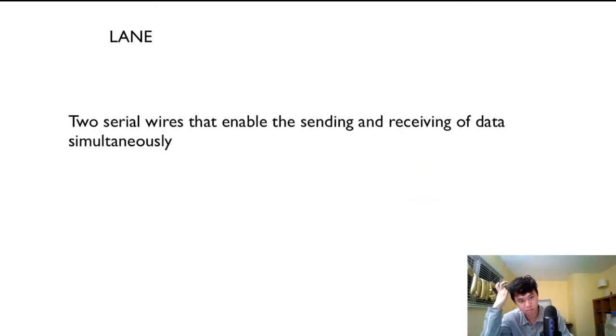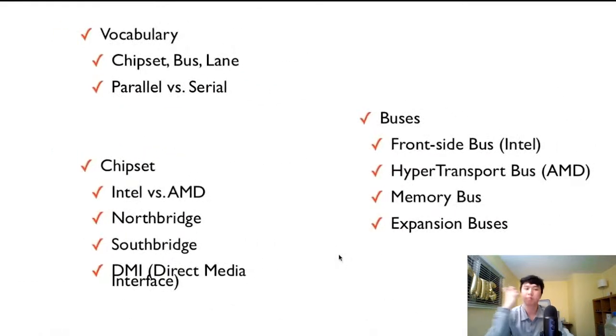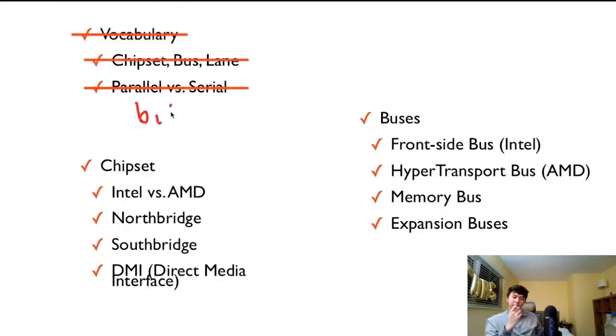Okay, so we've now covered some vocabulary. We covered what a chipset was, bus and lane, and we also talked about parallel versus serial communication with a little bit in there about bit versus byte.